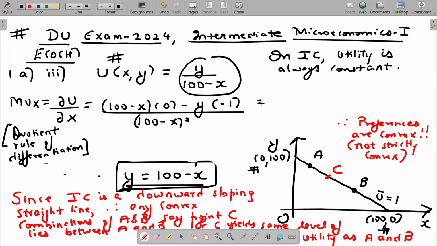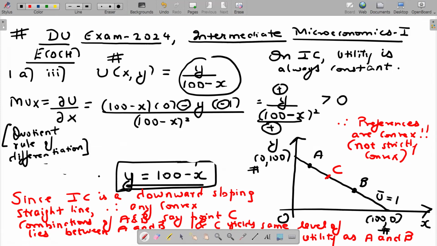So this comes out as this minus and this minus makes it plus. So I get y over (100 minus x) square. And this is positive in the first quadrant, because y is also positive and (100 minus x) square, the square of any number, is always positive. So MUX is positive.